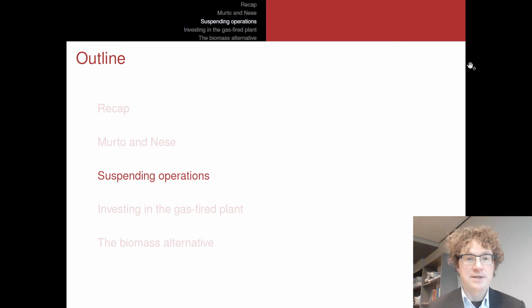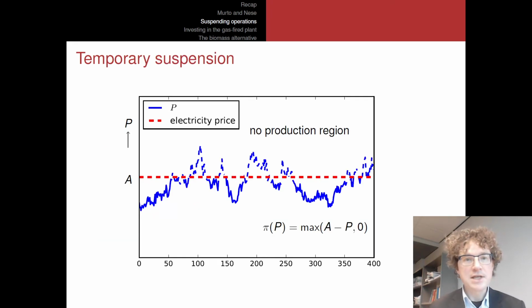So let's start by looking at the first problem, first step. What's the value of a power plant from which you can suspend operations whenever the price of the input, the gas in our case, is too high to warrant efficient production? That's basically what this picture represents.